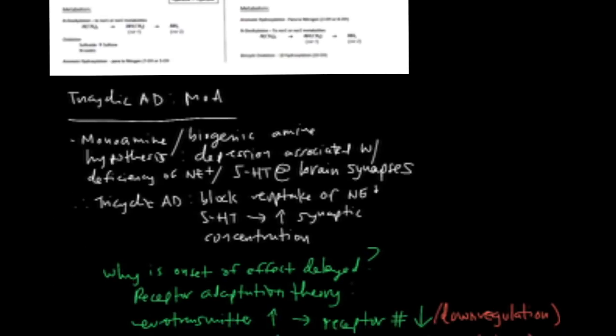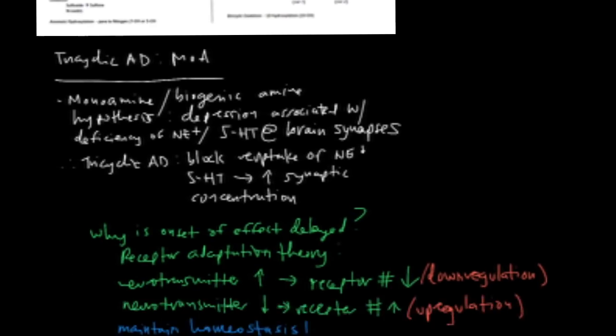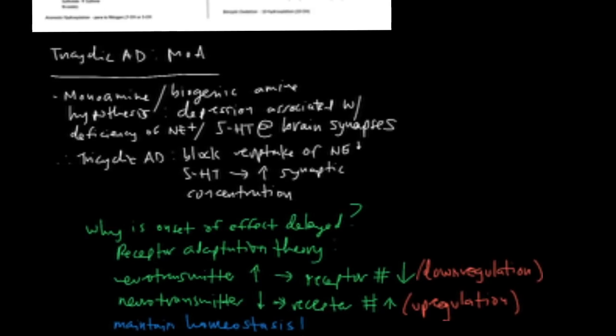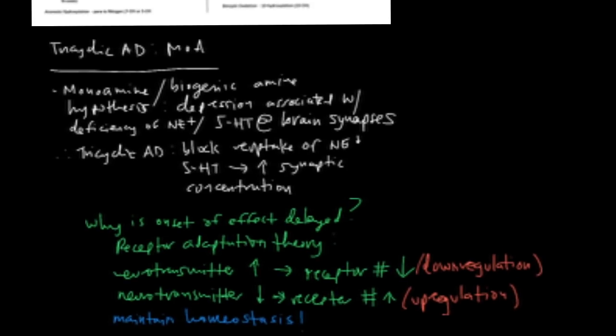Here's your summary comparing antipsychotics and antidepressants. Mechanism of action of tricyclic antidepressants. According to the monoamine biogenic amine hypothesis, depression is associated with a deficiency of norepinephrine and serotonin at brain synapses. Therefore, tricyclic antidepressants block the reuptake of these neurotransmitters, leading to increased synaptic concentration.